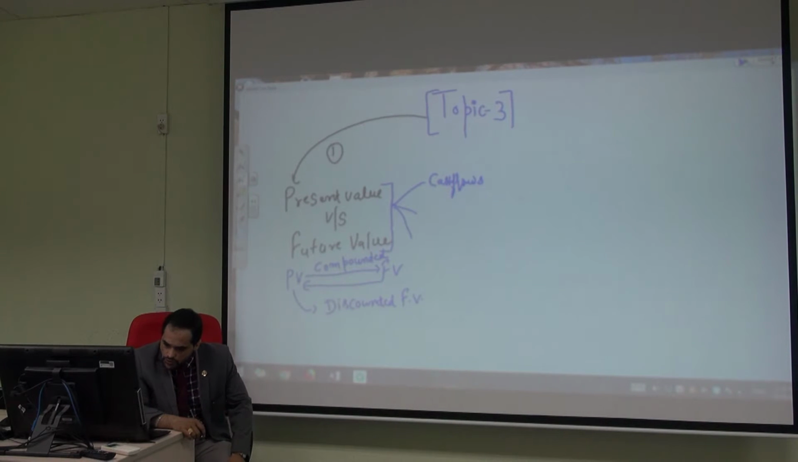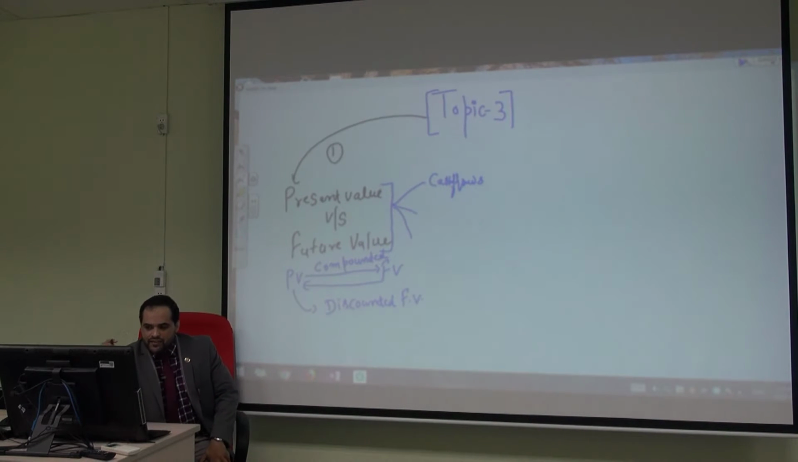Okay, so the second thing we require is interest rates. Interest is a rate that we earn if we invest, or we pay if we are borrowing.